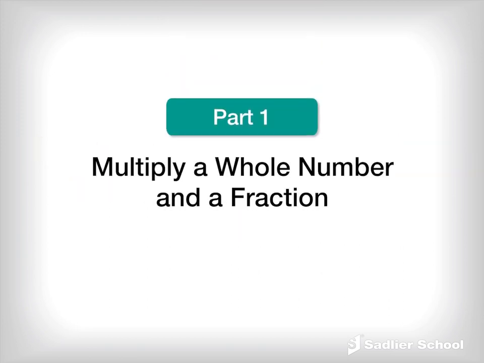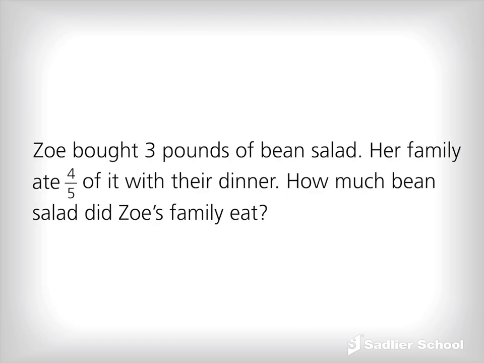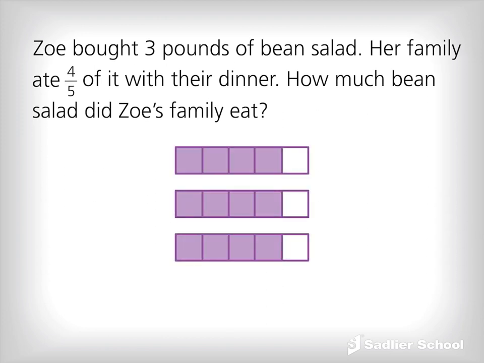Part 1. Multiply a whole number and a fraction. Zoe bought 3 pounds of bean salad. Her family ate 4/5 of it with their dinner. How much bean salad did Zoe's family eat? Draw a bar model to solve the problem.